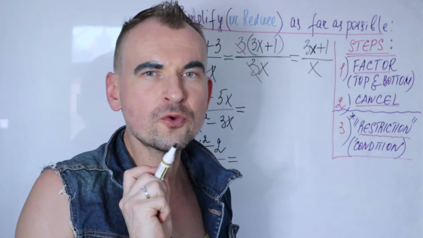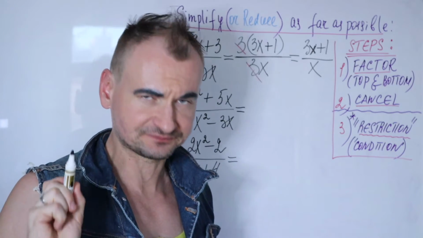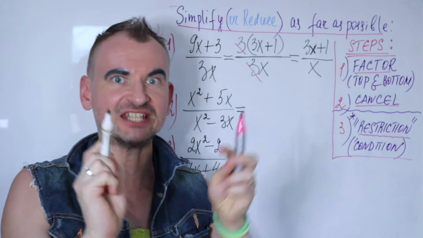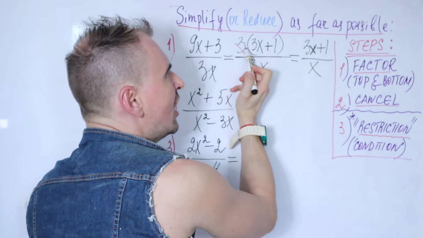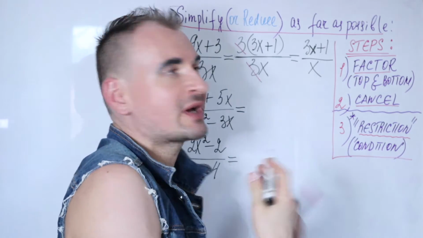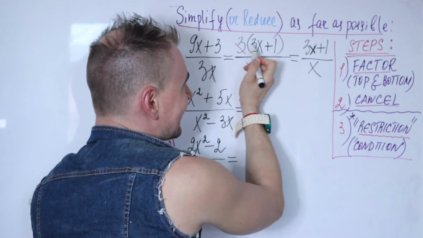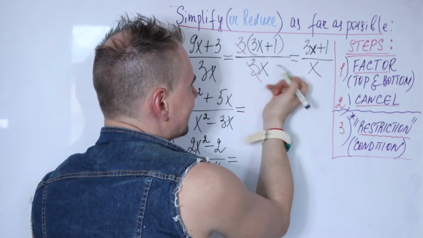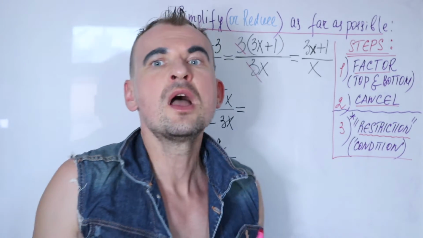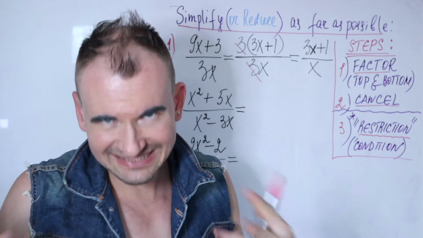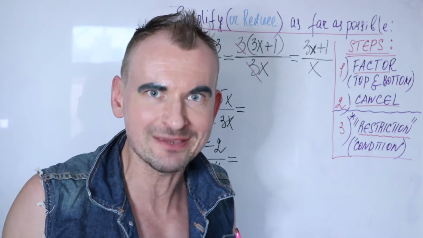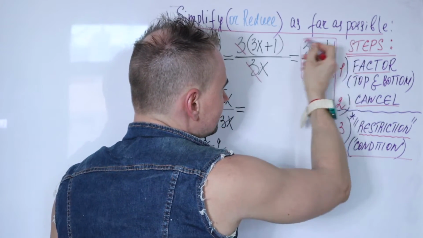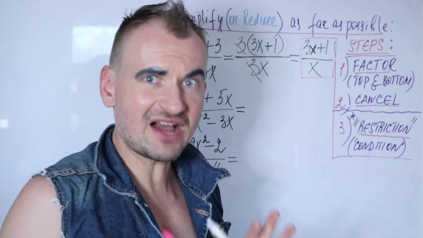You can only cancel a common factor when you have multiplication between your terms. For example, why were we able to cancel here? Because here we have multiplication. It says that 3 gets multiplied by this term and 3 gets multiplied by x, so that's why we cancel. Otherwise, if you have addition or subtraction, cancellation is not possible. So this is your final answer, and we're done with the first one.